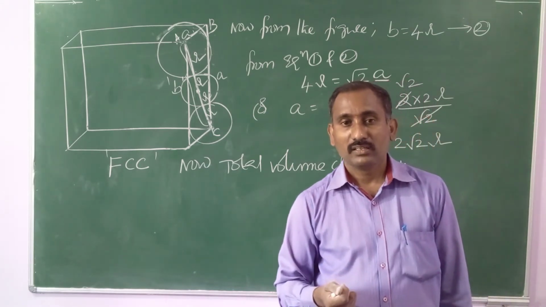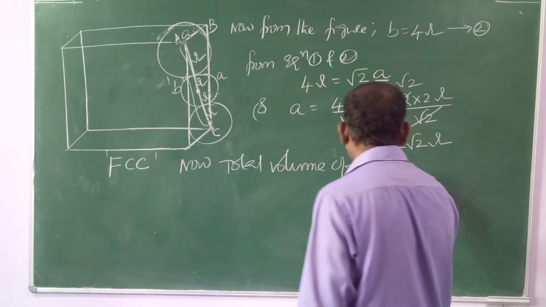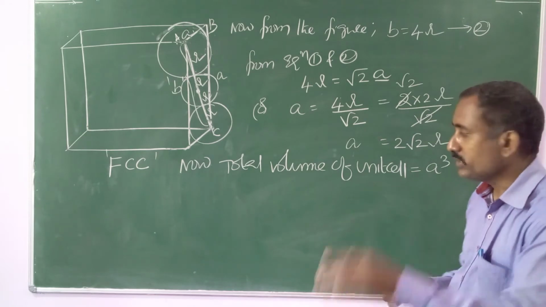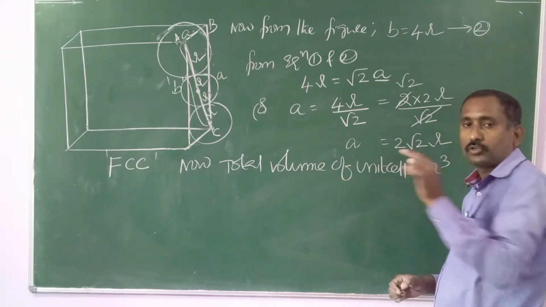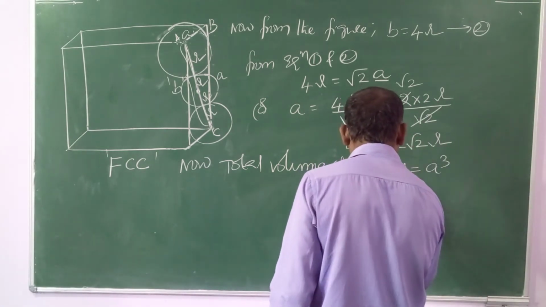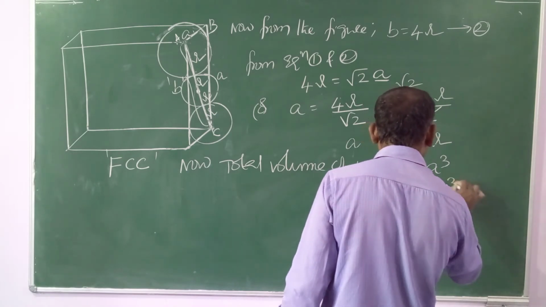Volume of cube is length into breadth into height, A into A into A, A cube. So volume of unit cell formula is A cube. Total volume of the unit cell, cube shape, is A cube. That equals A value, 2 root 2 R whole cube.